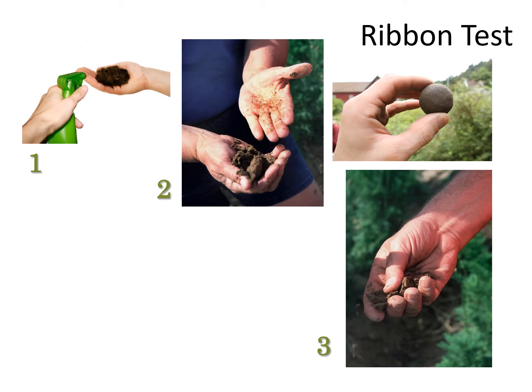For the ribbon test, you're going to wet that sample down. It doesn't want to be overly saturated, but just wet enough that it starts to stick together well. And you're going to try and roll it into a ball. And if you can't form a ball, then that means you have sandy or sandy loam soil. If you're able to form a ball, you then move into trying to extrude a ribbon, and depending on how long of a ribbon you're able to extrude tells you how much clay is in the soil.